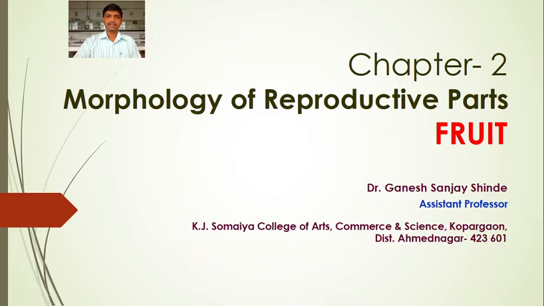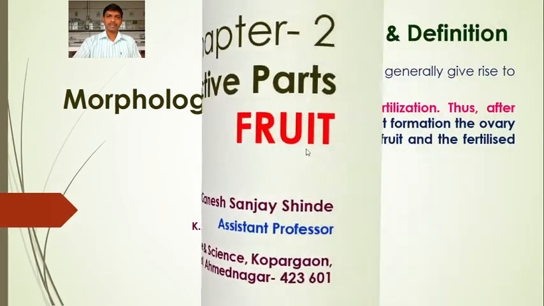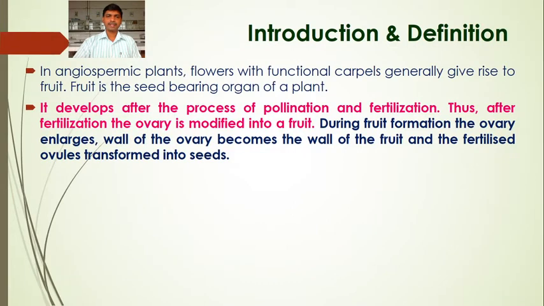In the previous lectures, we studied the morphology of the reproductive parts of flowers, floral whorls such as calyx, corolla, androecium, gynoecium. Now in this lecture we are going to study the fruit. In angiospermic plants, the flowering plants, flowers with functional carpels generally give rise to fruit. So fruit is the seed bearing organ of a plant.